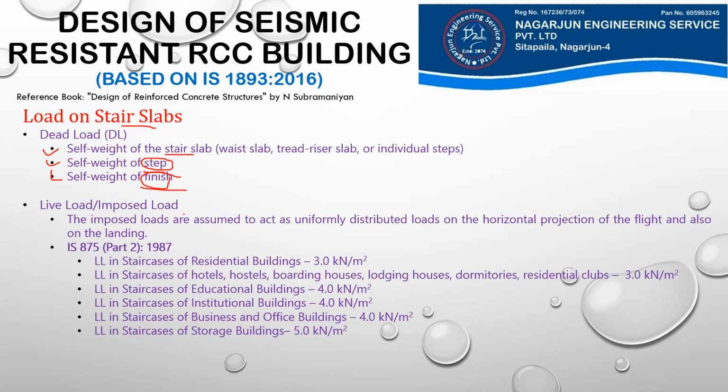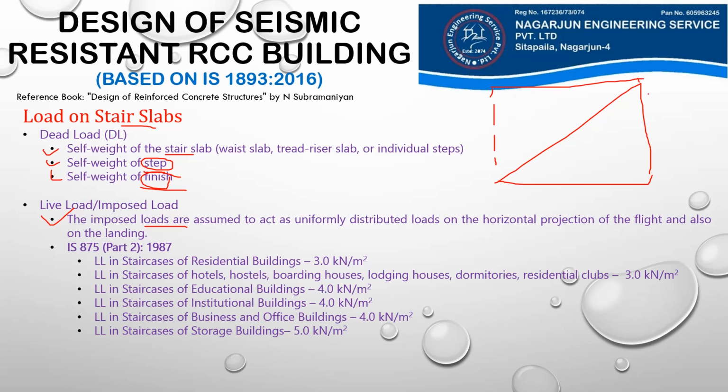And we also have live load or imposed load. So one important condition here is that the imposed loads are assumed to act as uniformly distributed loads on the horizontal projection of the flight. Our flight is inclined at some degree to the horizontal. We will suppose that our imposed loads are not acting on this inclined slab but on a horizontal projection of this inclined slab here.